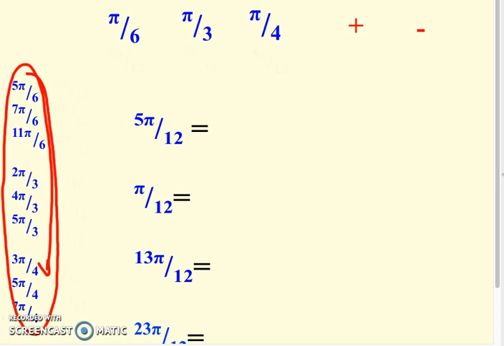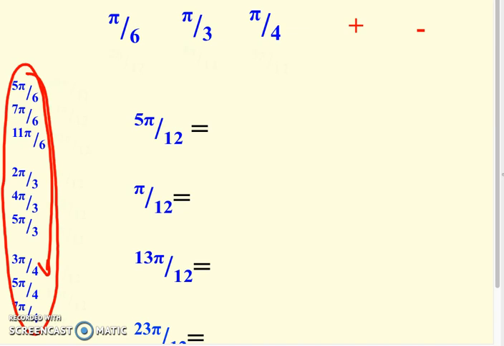So for example, if I want to get a 5, think of numbers that would produce 5 that are reducible over 12, fractions that would produce 5. So for example, if I said let's do 2 pi over 12 plus 3 pi over 12. Well, 2 over 12 reduces, 3 over 12 also reduces, and 2 plus 3 is 5.